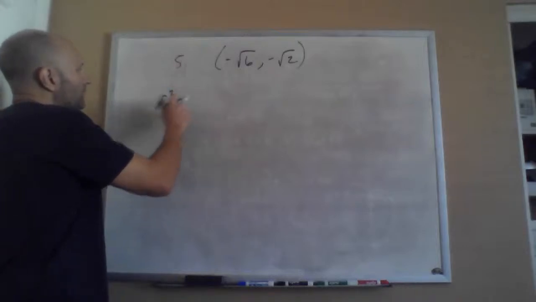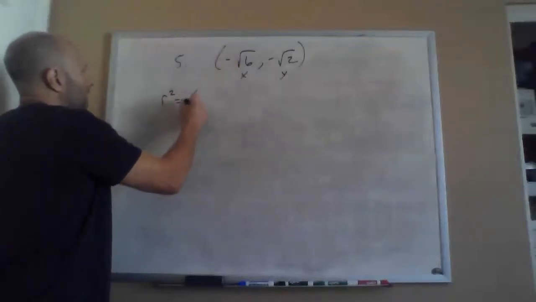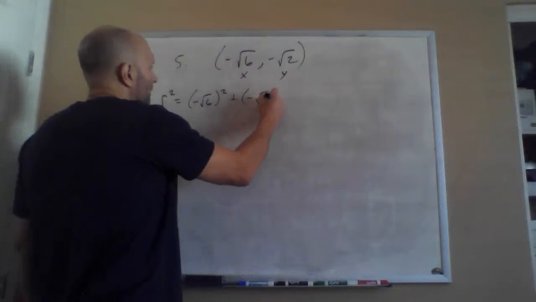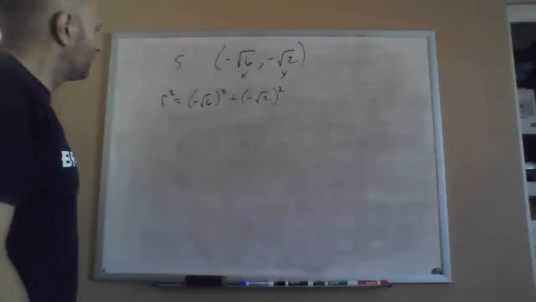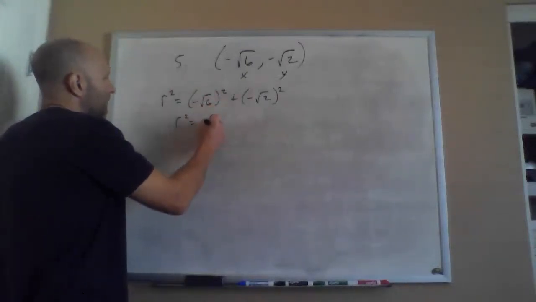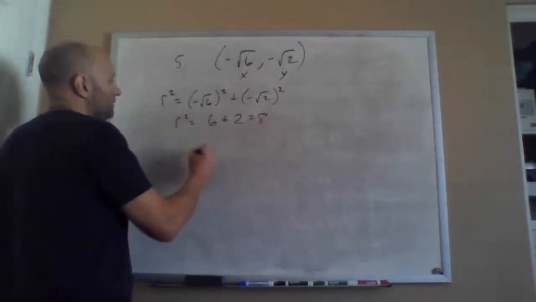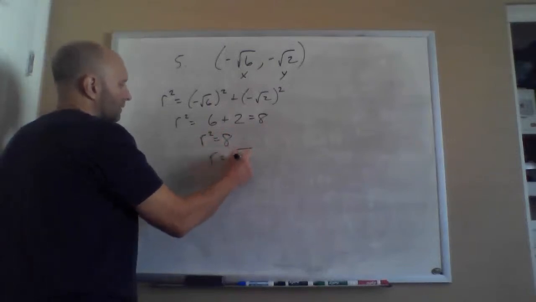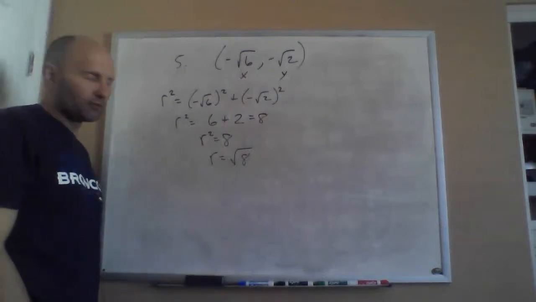R squared. This is my x, this is my y. So r squared is x squared plus y squared. Simplifying, we get r squared is 6 plus 2, which is 8. So r squared is 8, so r is just square root of 8. You don't have to simplify it, you can just leave it as square root of 8.